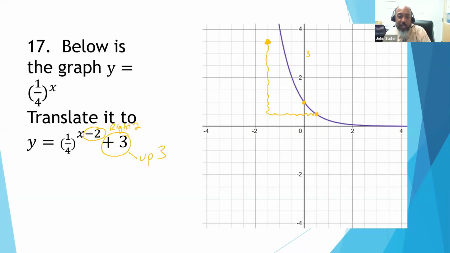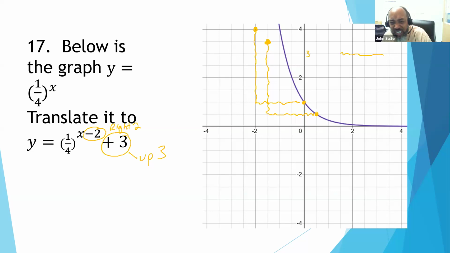And then this next one, same thing. I'm going to go over 2 units, and then I want to go up 3 units. This is at 1, so I need to go up to 4. And my asymptote was down here at 0. But since I go up 3, it's now going to be up at 3. It's going to be my asymptote now.